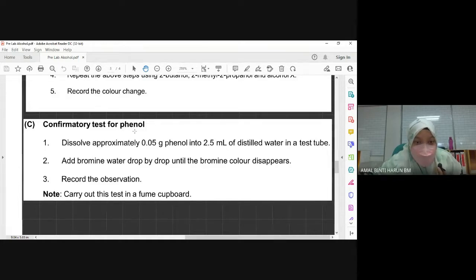Right. Sekarang the third one, confirmatory test for phenol. So this one is to identify the presence of aromatic alcohol. First you buat apa? You kena ambil 0.05 gram phenol. Lepas tu letak dalam 2 ml distilled water and then letakkan drop by drop bromine. Okay, so ni dia gunakan test bromine water. Lepas tu record the observation. Okay, so kalau dia betul-betul phenol, kita akan dapat apa? Kita gunakan bromine water. Expected, kalau positif, dapat white precipitate.